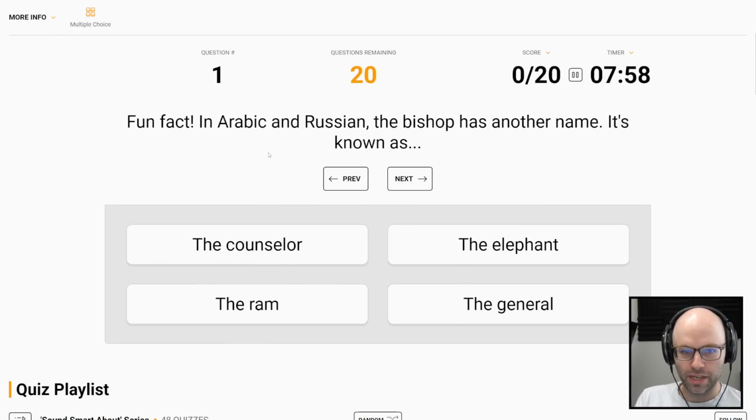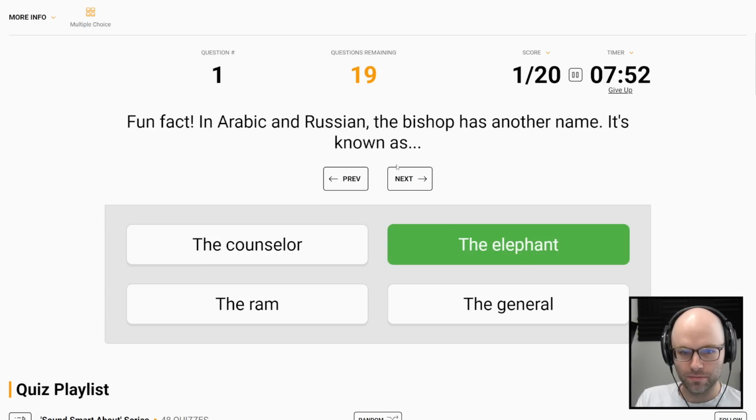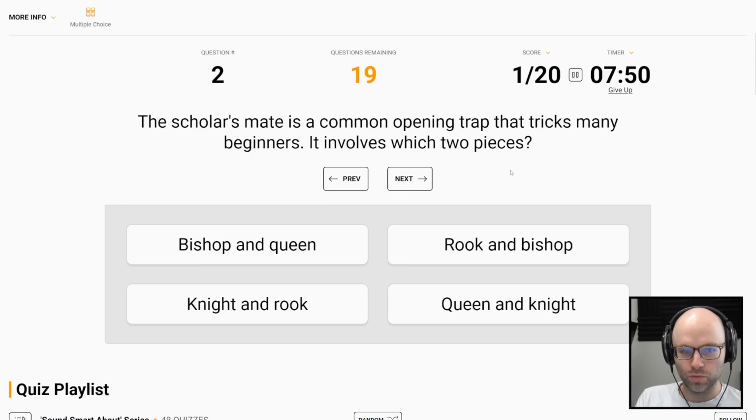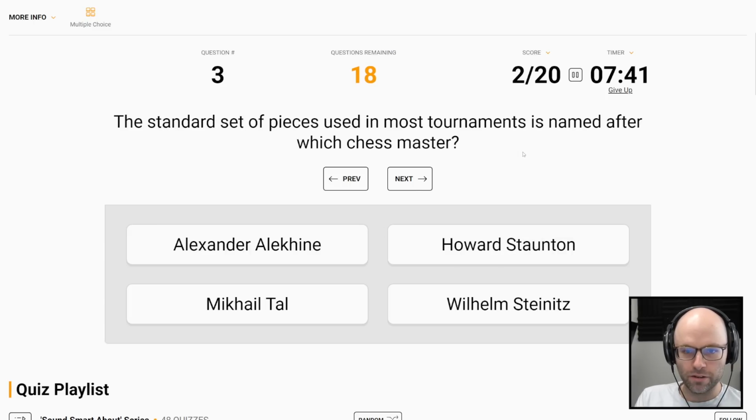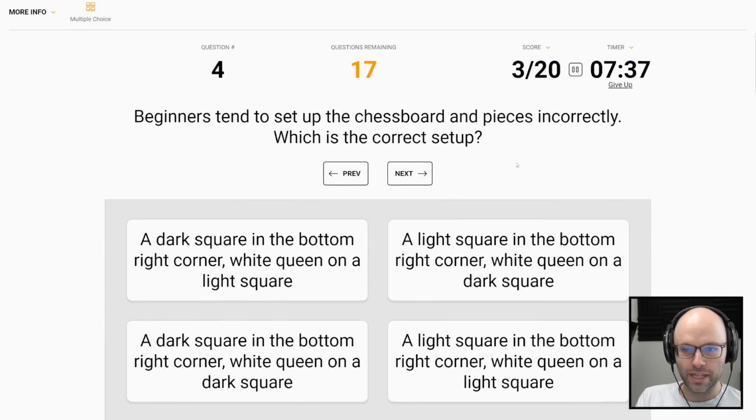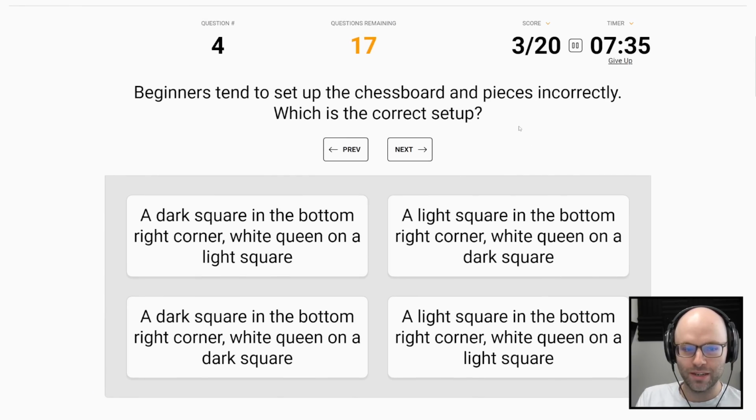Okay, chess. In Arabic and Russian, the bishop has another name. It is known as the elephant. The scholar's mate involves which 2 pieces? It's the queen and the bishop. The standard set of pieces is named after Staunton. Beginners tend to set up the chessboard in pieces incorrectly. Which is correct?